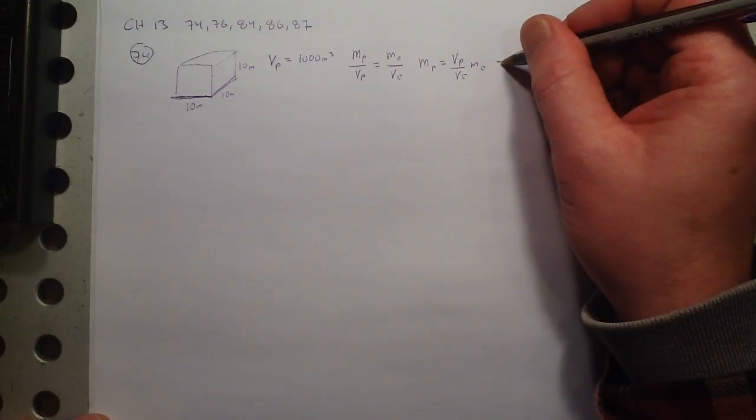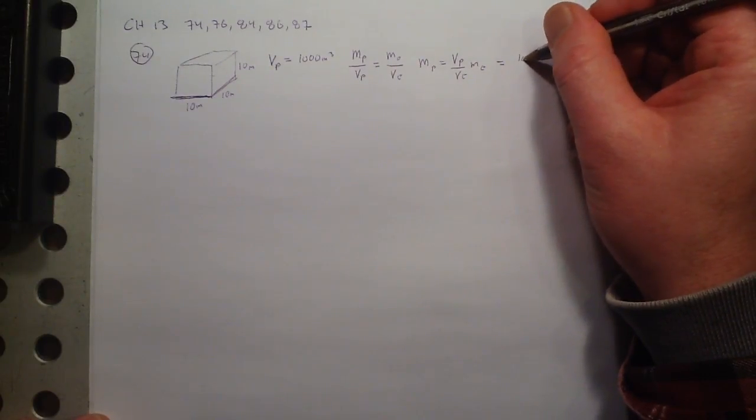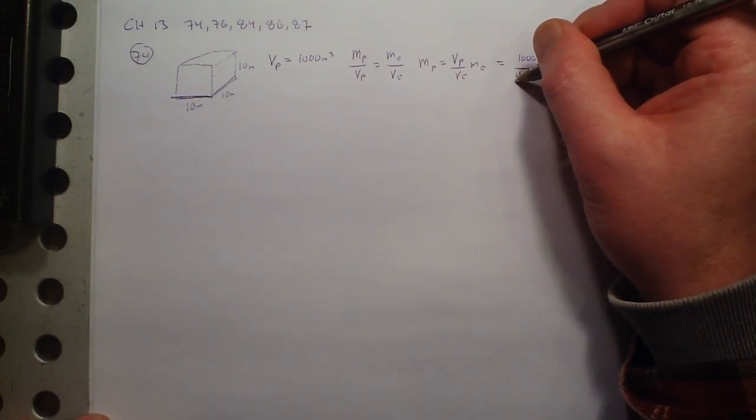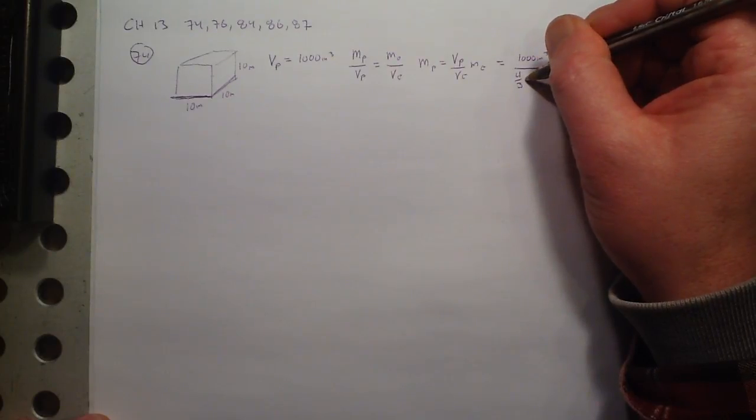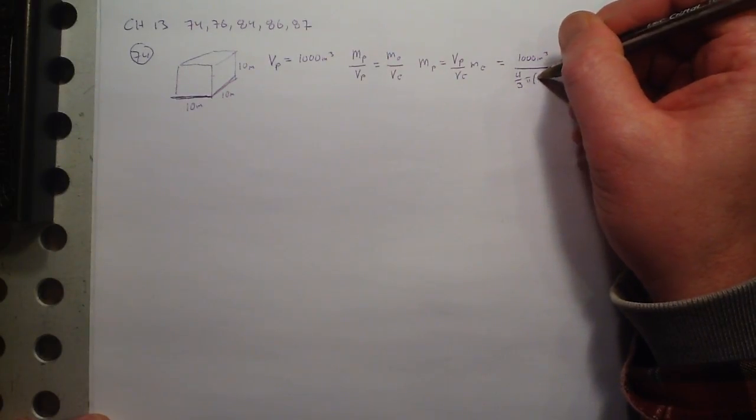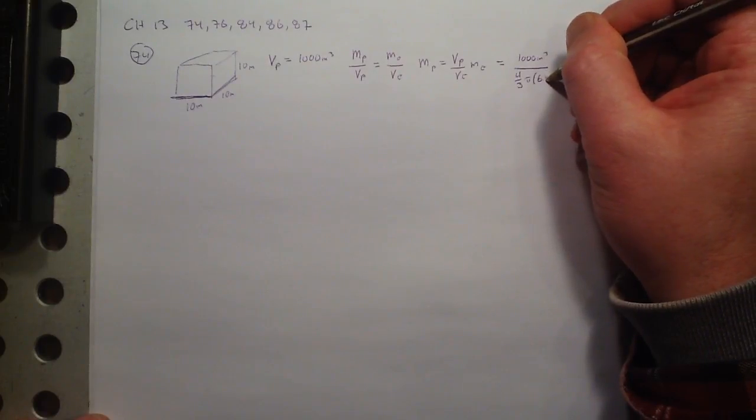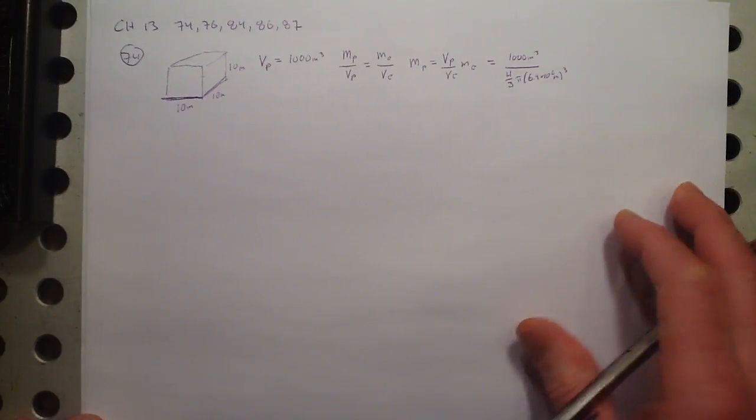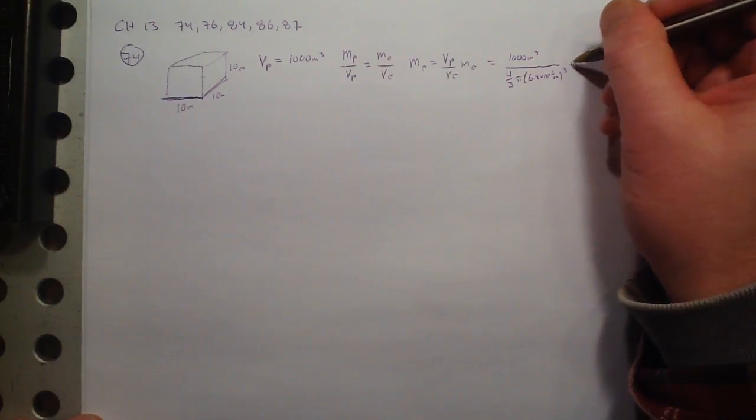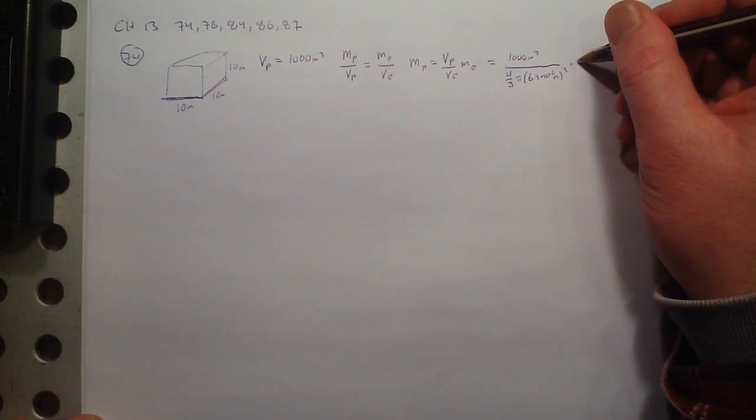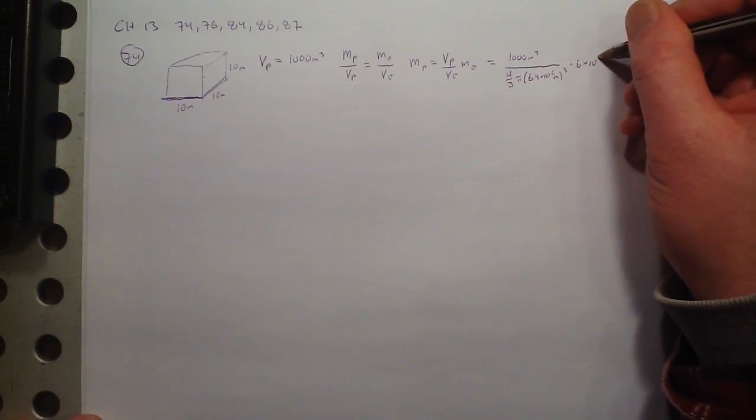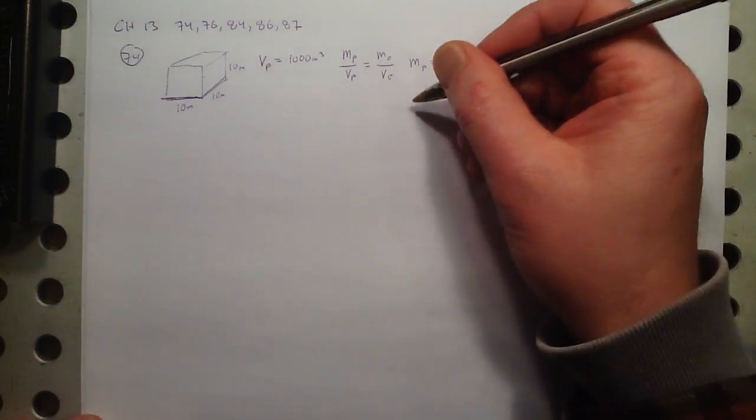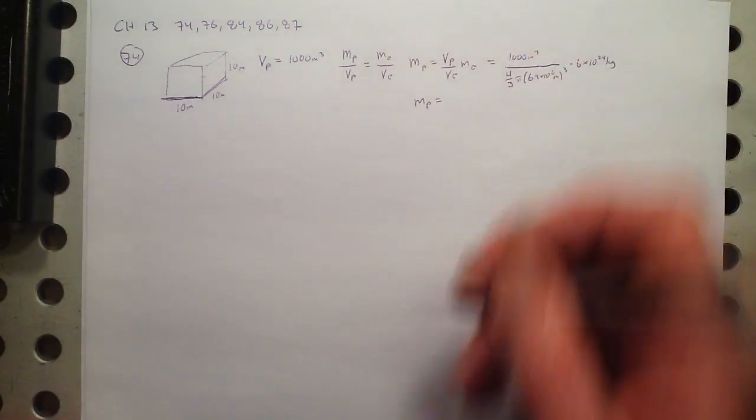And that's equal to 1,000 cubic meters over the volume of the Earth, which is pretty much a sphere, 4/3 pi times the radius of the Earth, which is about 6.4 times 10 to the 6th meters, cubed, times the mass of the Earth, which is about 6 times 10 to the 24 kilograms. So that should give us the mass of this little tiny planet.